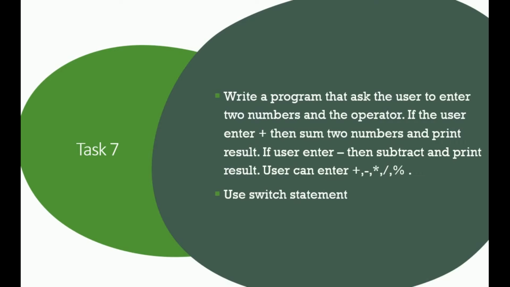In this program, ask the user to enter two numbers and the operator. If the user enters plus, then sum the two variables and print the result. If the user enters minus, then subtract the two variables and print the result, and so on for multiply, divide and modulus.